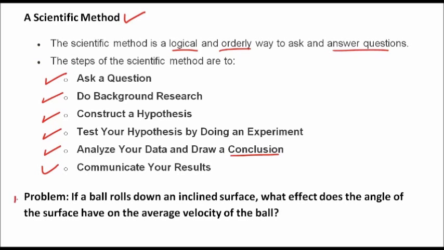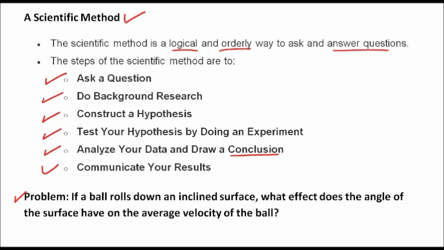With all of this in mind, let's look at a problem. Well, here's a problem, and this problem states, if a ball rolls down an inclined surface, what effect does the angle of the surface have on the average velocity of the ball? And now that we have this problem, let's just imagine for a moment that we handed this problem to a group of 10 students and said to these 10 imaginary students, take this problem, use the scientific method, and solve this problem.